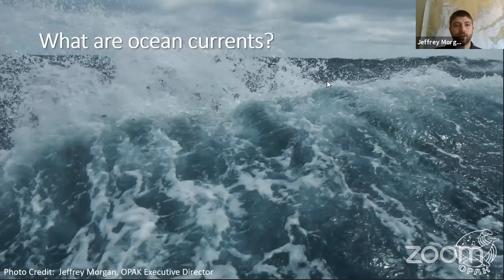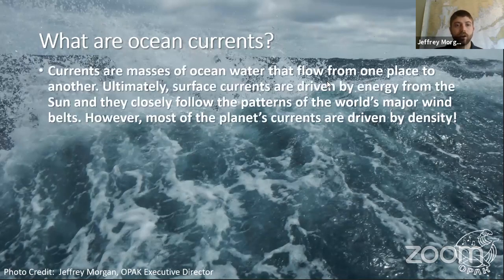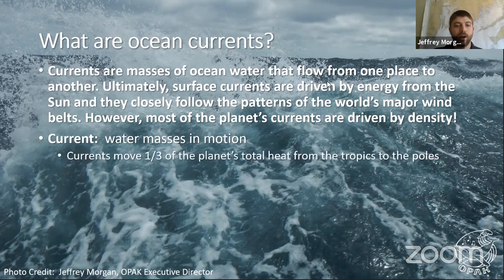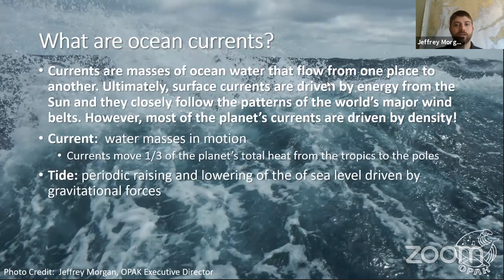So I'm going to start this off with: what are ocean currents? Currents are masses of ocean water that go from one place to another. When we talk about currents, we're really talking about energy flow, and a lot of the energy that moves currents is from wind and the sun. A lot of the deep ocean currents are driven by density, but think of a current as just a water mass that's in motion, versus a tide, which is not a current.